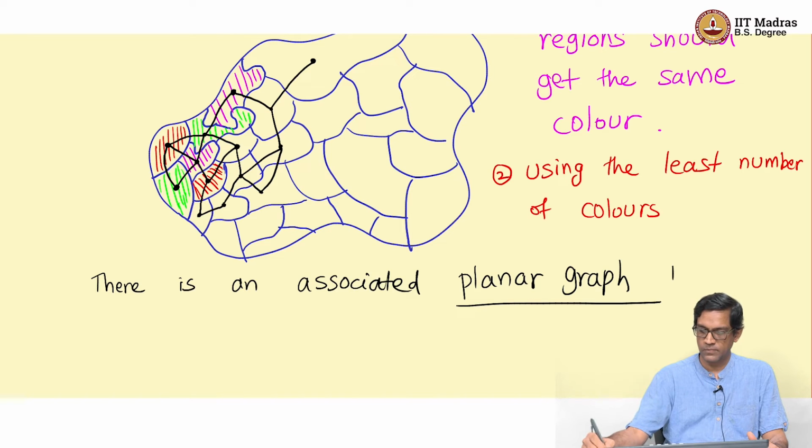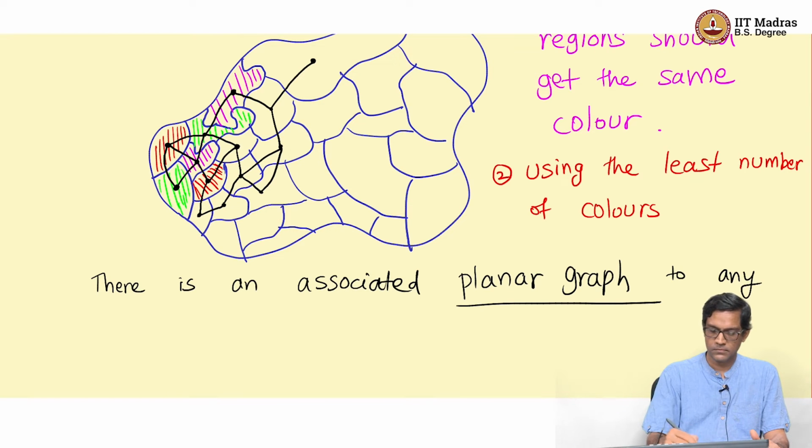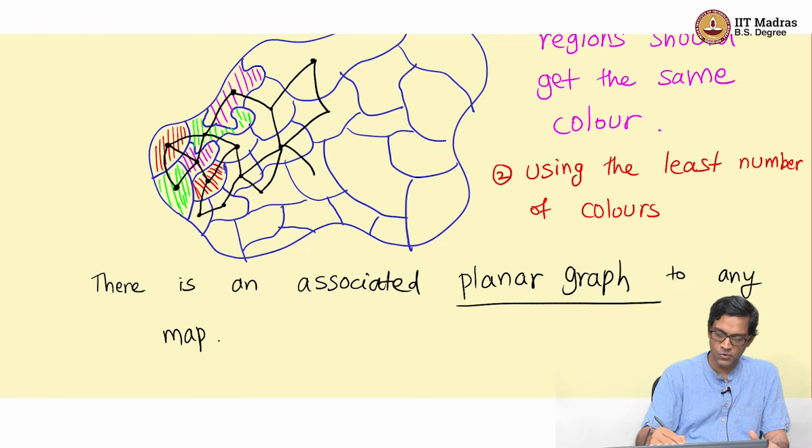There is an associated planar graph to each map, to any map. So, that is the graph of the map if you wish. You can keep going like this. Every time there is a boundary between them, you join them with an edge.